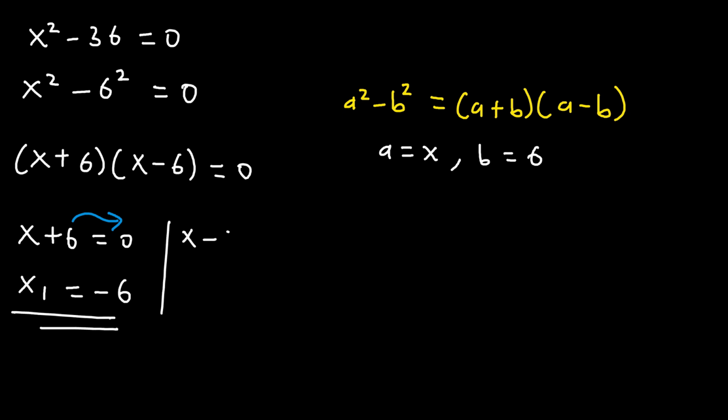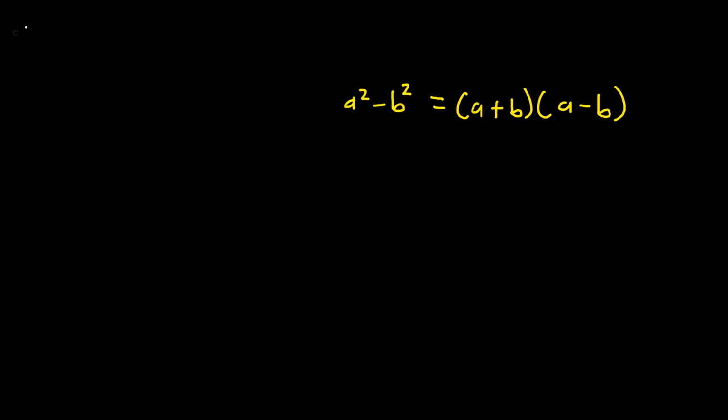And if we set x minus 6 to be equal to 0, once again we shall take negative 6 to the right hand side. So x2 will be equal to positive 6. So that's how you solve this. Now you try out this.